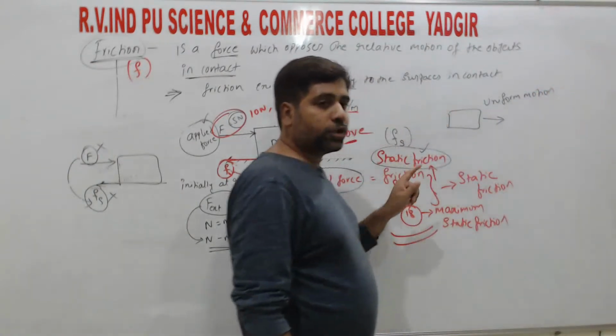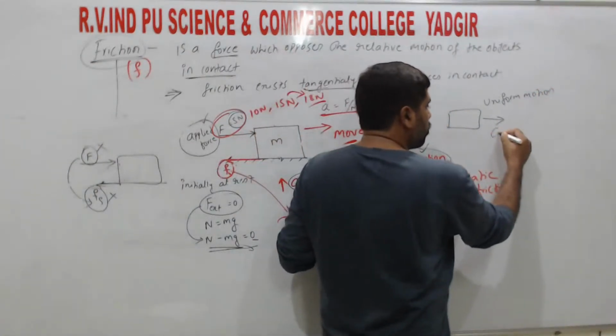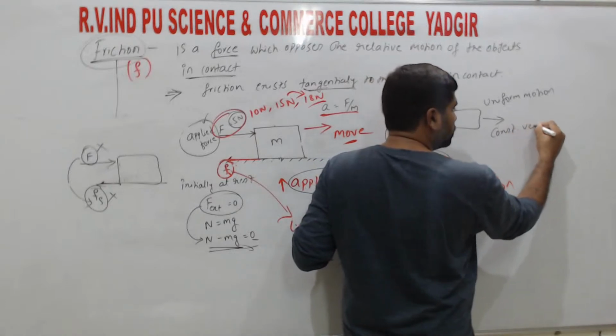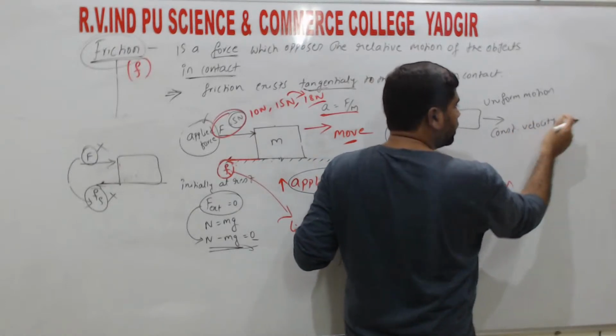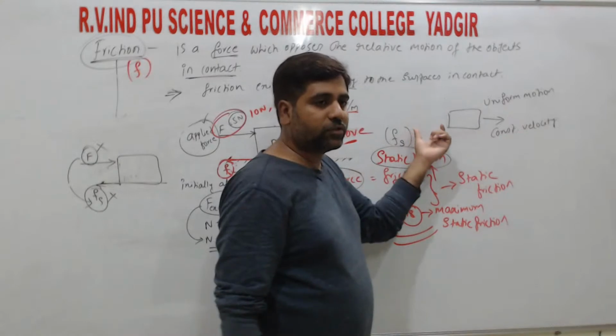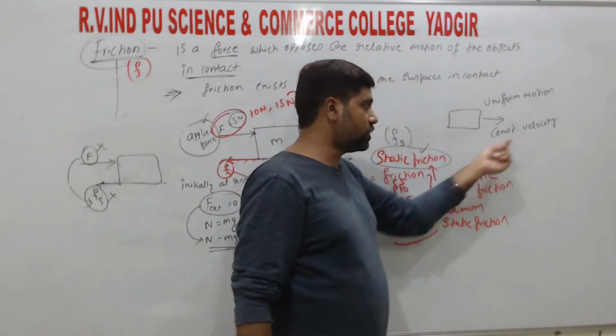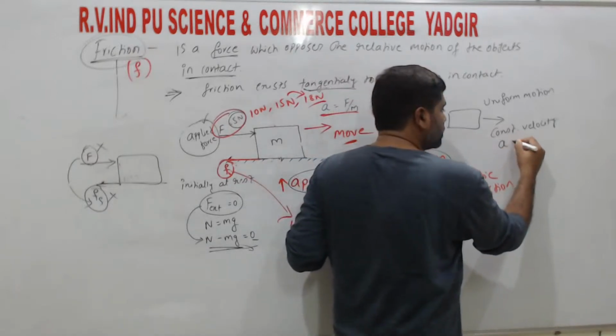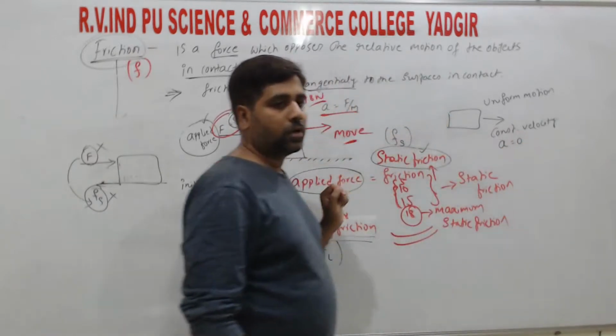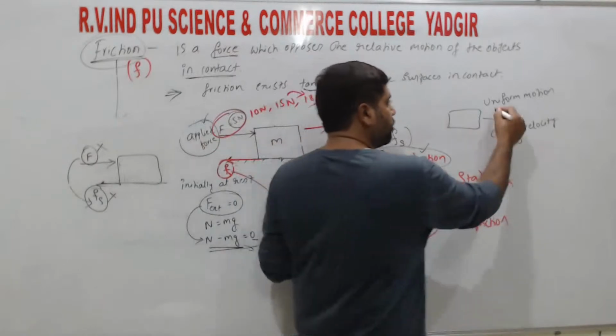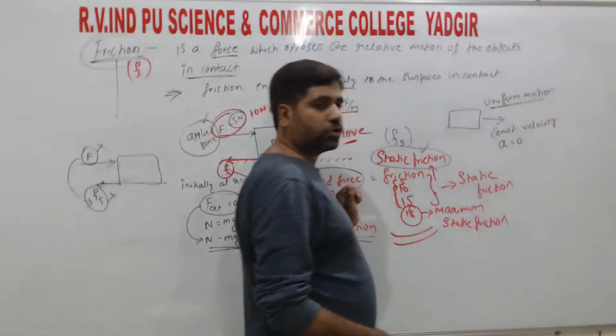So uniform motion means the object is moving with constant velocity, right? So we say the object is moving with uniform motion means it is moving with constant velocity, that means its acceleration is 0, right? So that type of motion we call uniform motion, right?